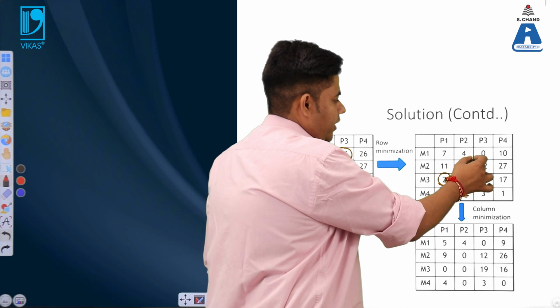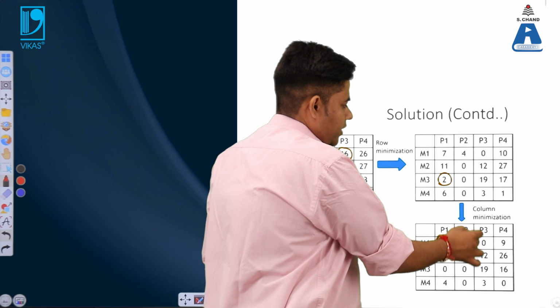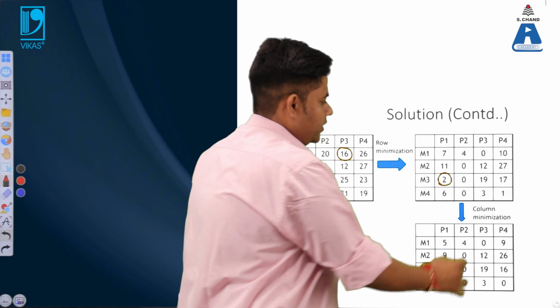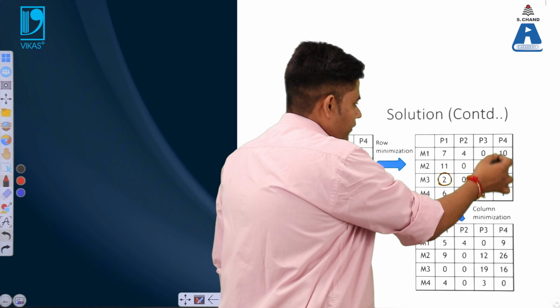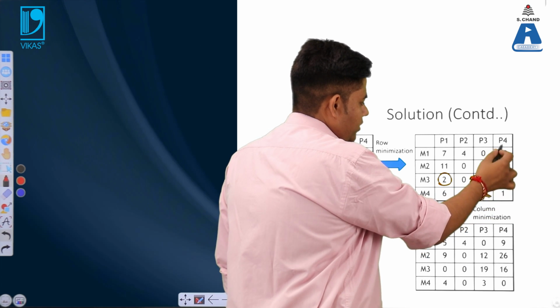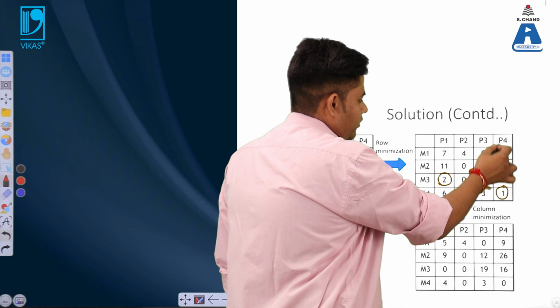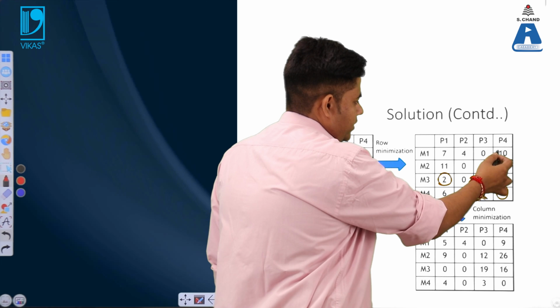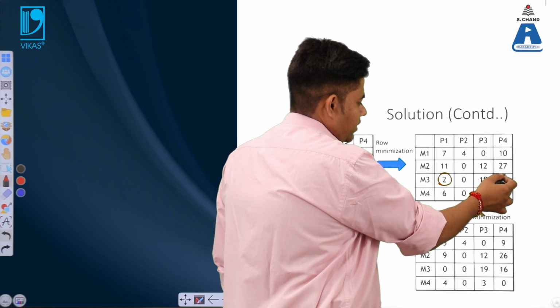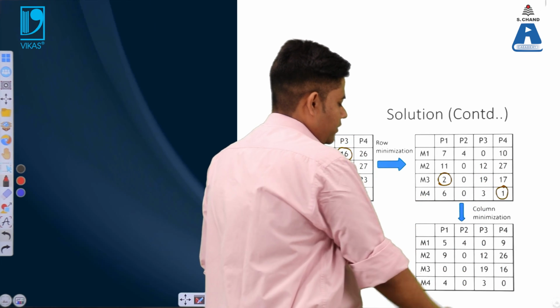In the next, we already have 0. So, 0 is to be subtracted from all the elements, we will get the same third column. In the fourth, we are having the numbers in which the minimum part is 1. So, we need to subtract 1 from all these elements, we will get these numbers, which is 10 minus 1, 27 minus 1, 17 minus 1 and 1 minus 1, which is 0.